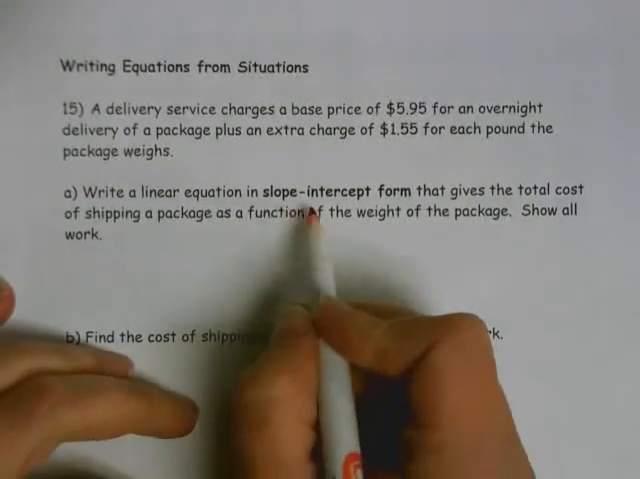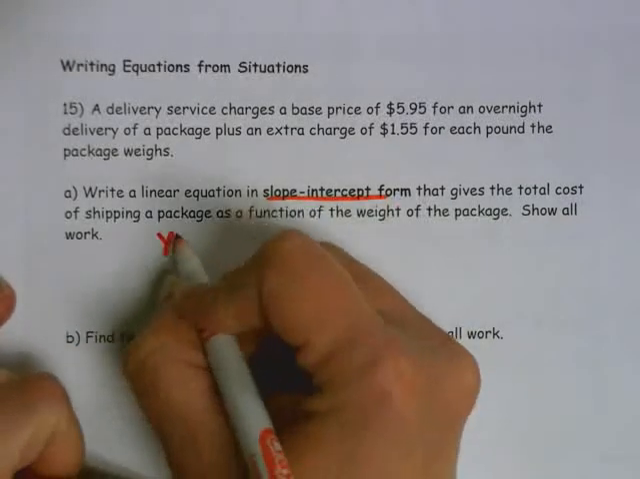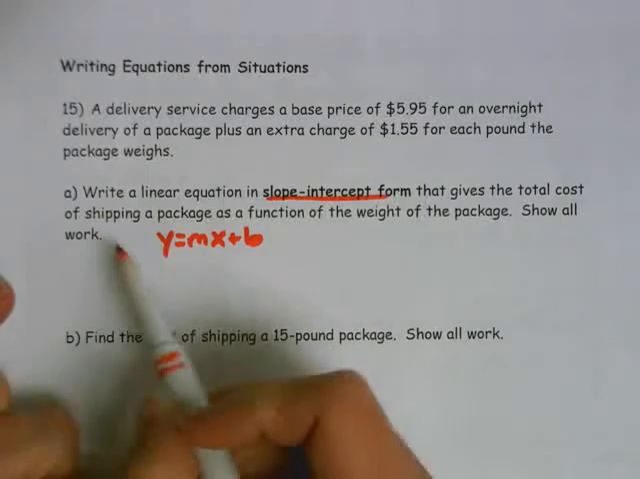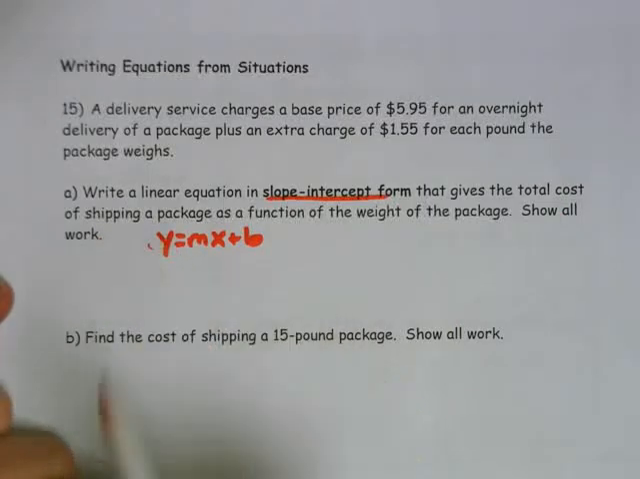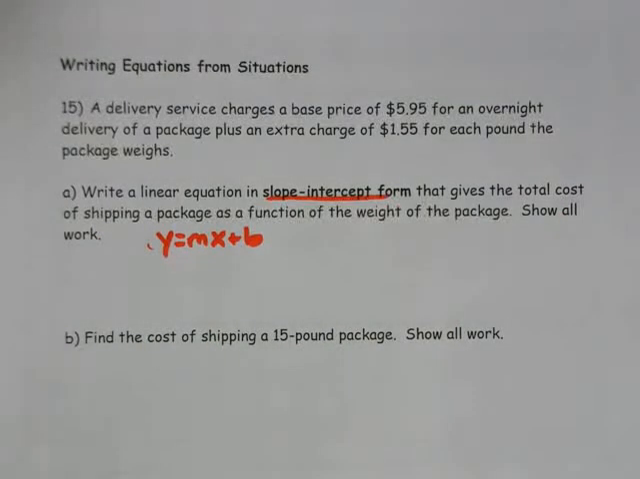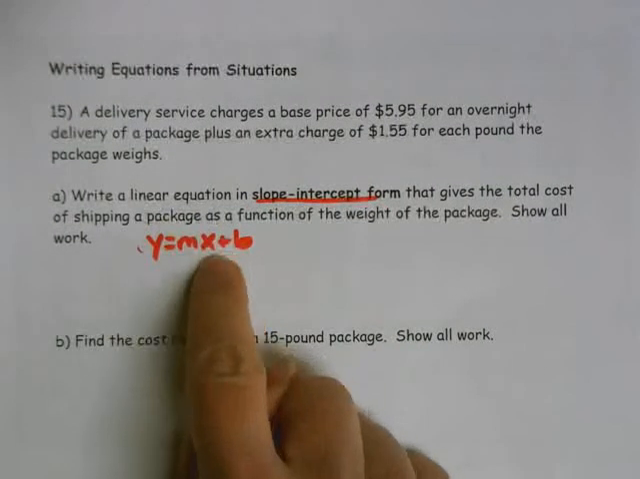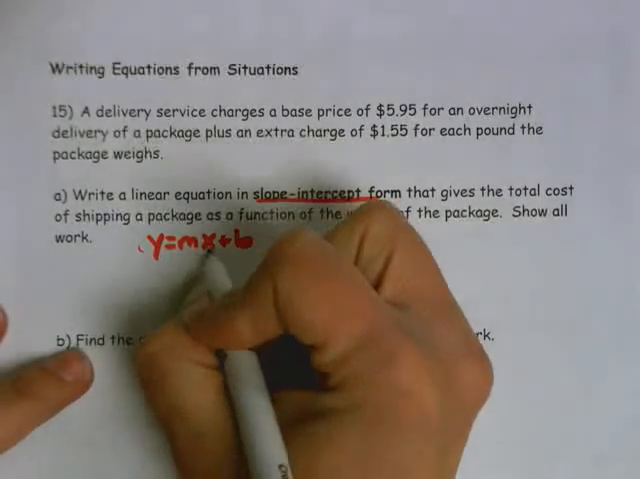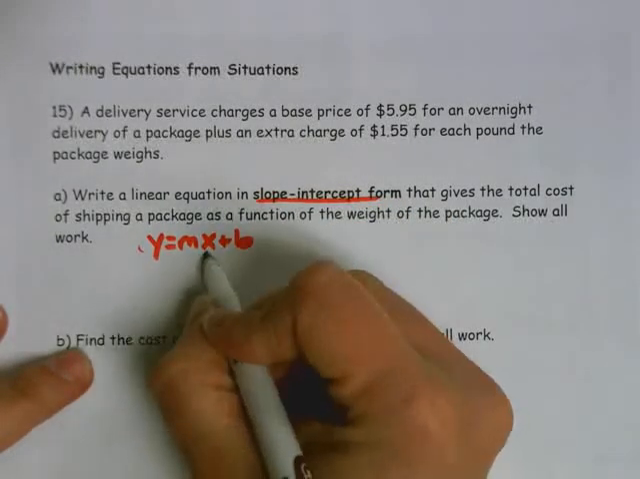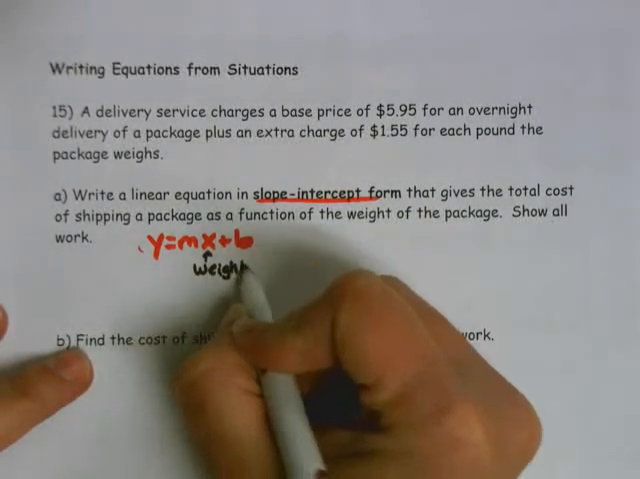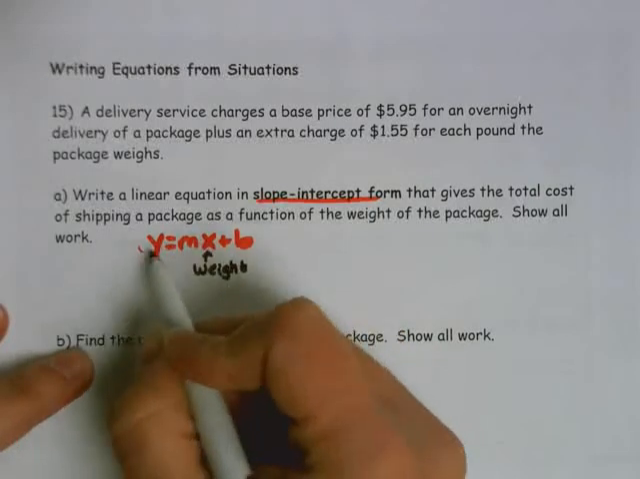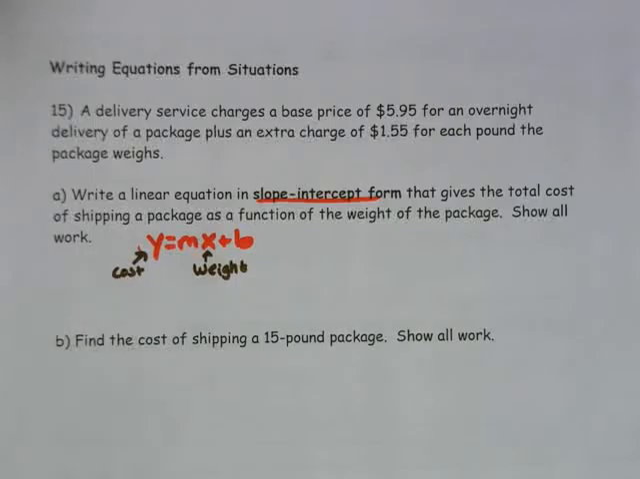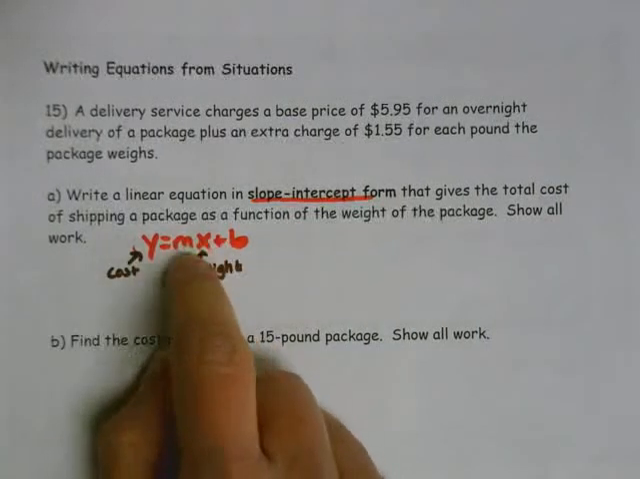We want an equation in slope-intercept form, so that's y equals mx plus b, that gives the total cost of shipping a package. So if it gives us the cost, that y is going to be the cost, because it's y equals, as a function of, as a result of the weight of the package. So our two variables, the thing that determines the cost is the weight. This x is going to be our weight, because depending on how much that is, it affects what the total cost is. So that's what our variables stand for. We just have to find the m and the b.